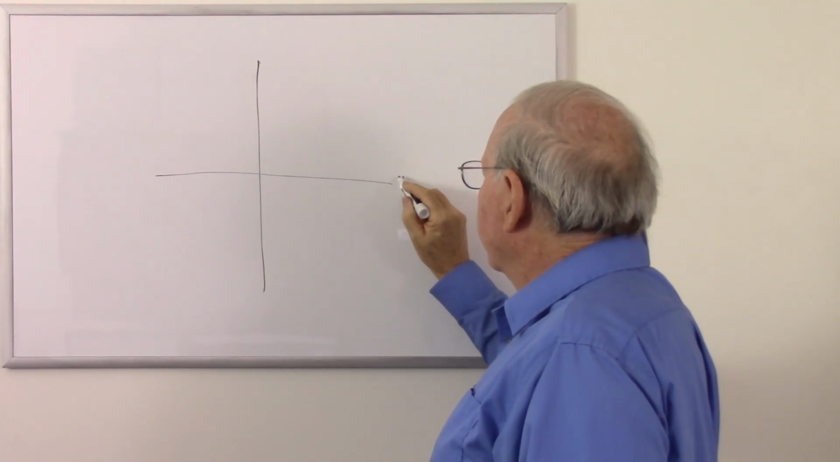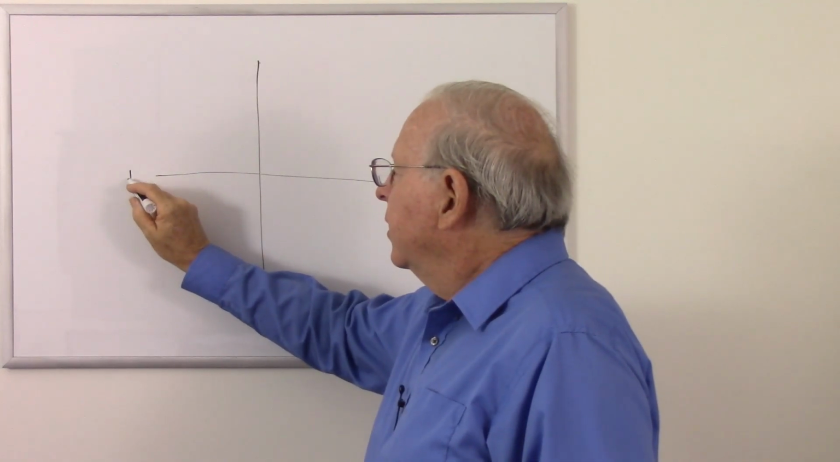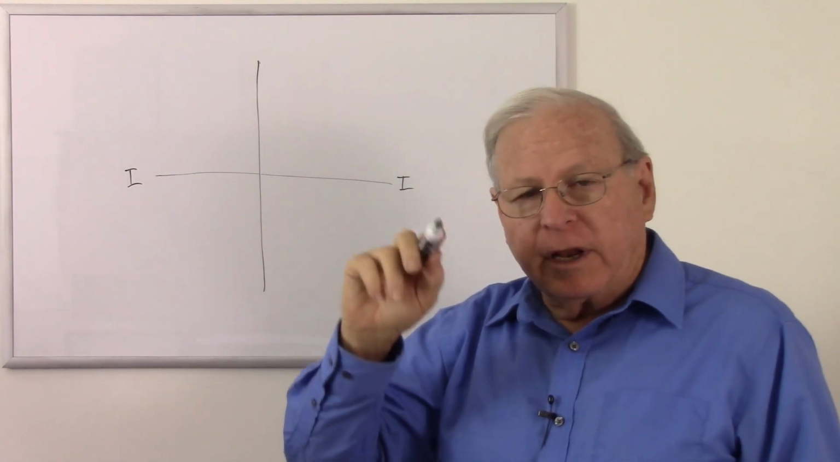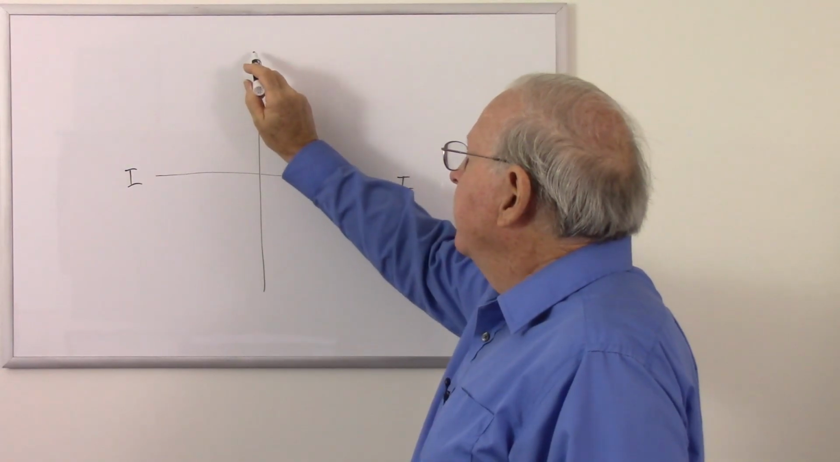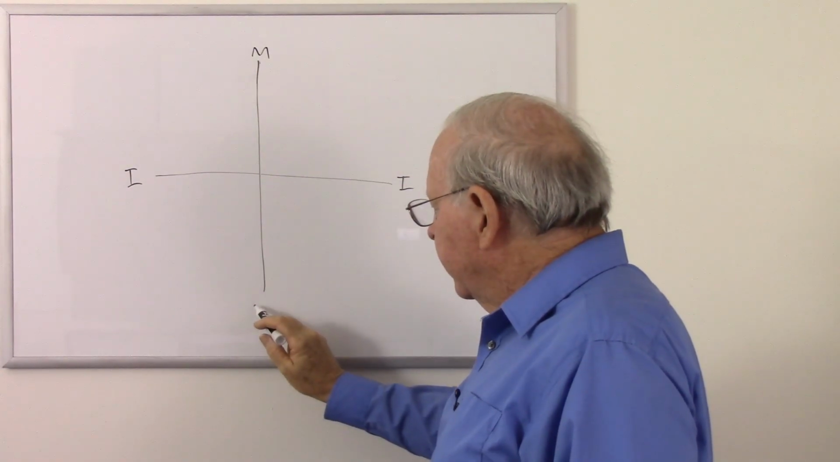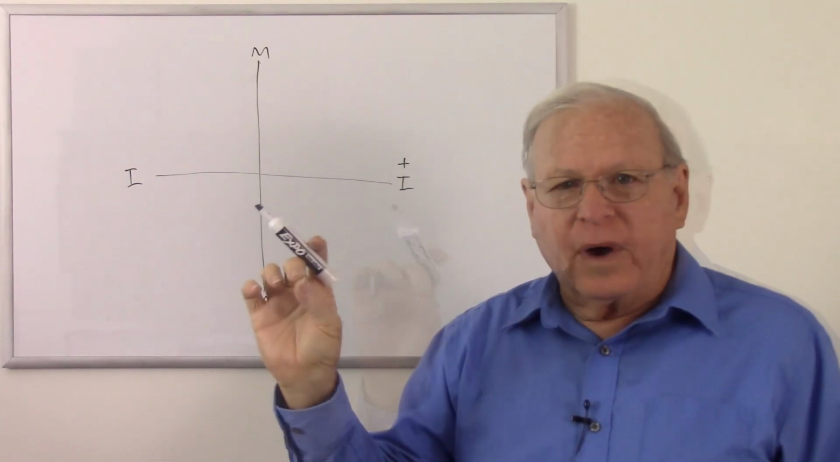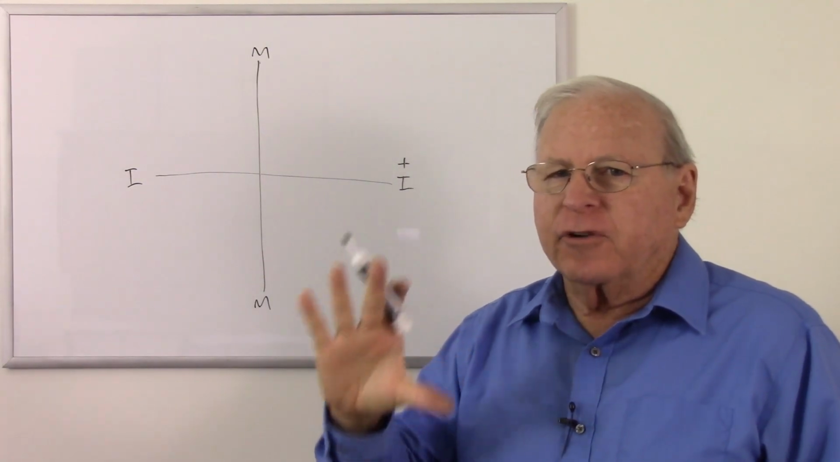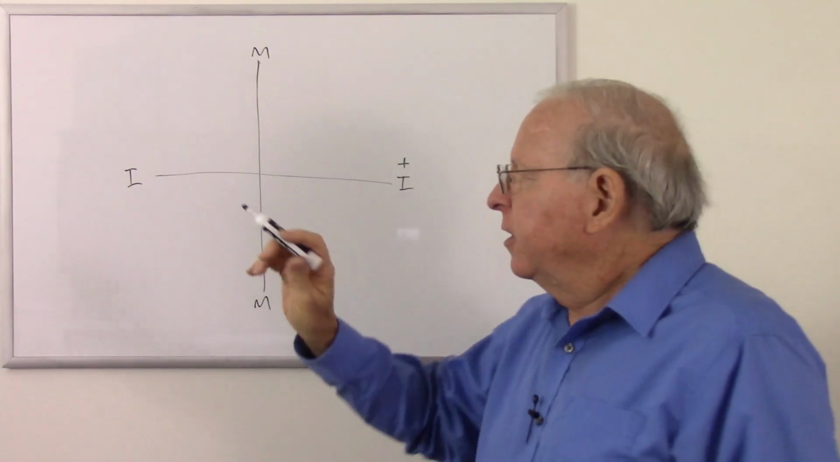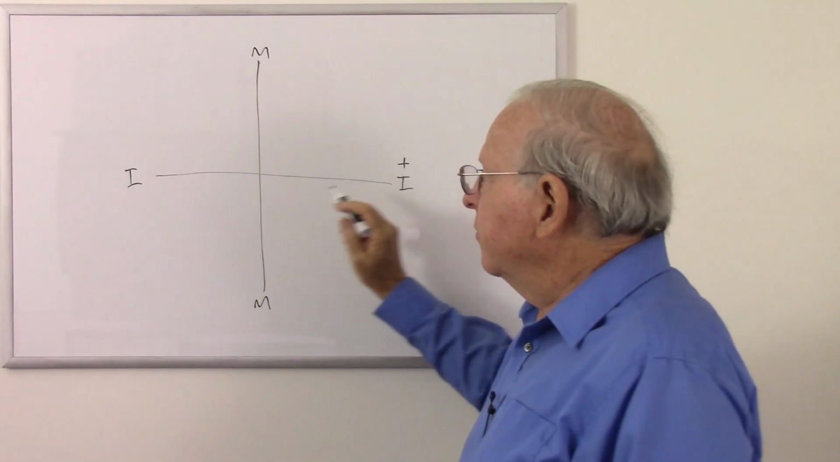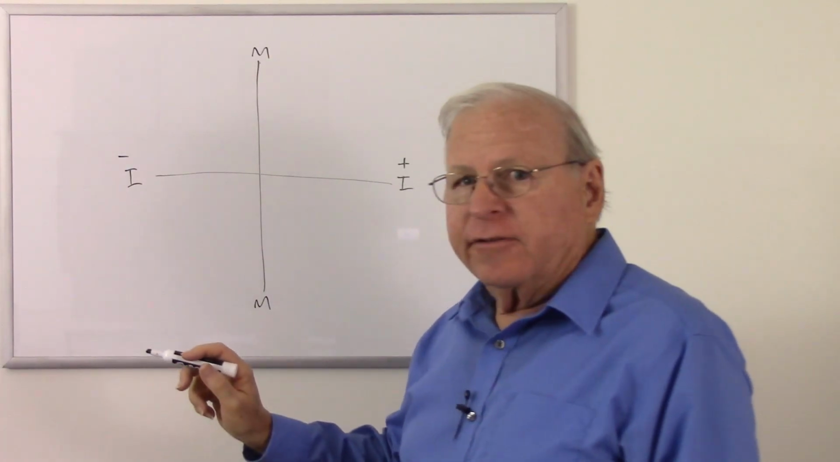So our horizontal line represents our current. This is current going through that recording head that I mentioned before. And the vertical line will represent our magnetism. So this will be positive current, meaning the current is going one way. It doesn't really matter which way, but we'll start with one direction, then the other. So the current's going one direction, that's our positive current. Going the other direction, that's our negative current.